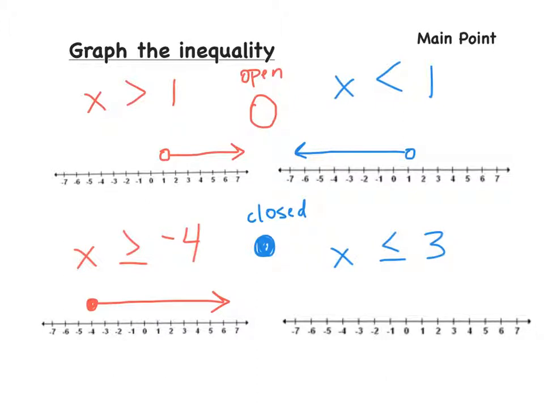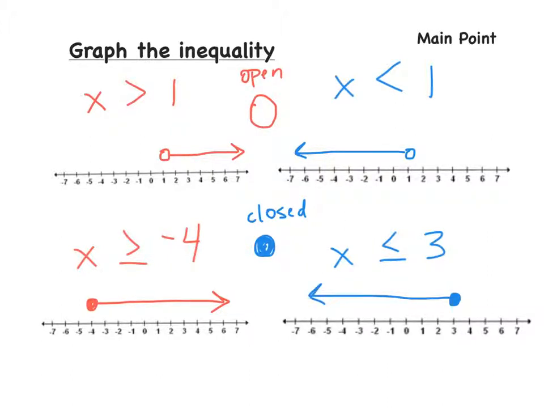So the one off to the right, we have x is less than or equal to 3. So find 3 on the number line, draw a closed circle, and it looks like the inequality is pointing off to the left. So we're just going to draw the line off to the left.